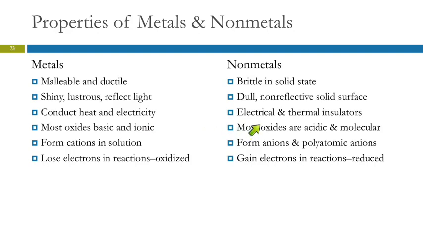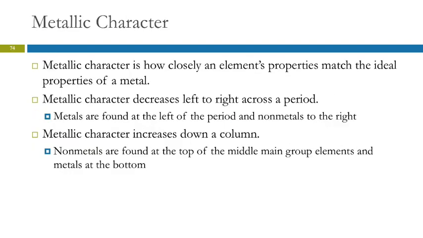Many nonmetals are insulators. Metals make oxides, and most of them are basic, and they are ionic compounds. Nonmetals form acidic oxides, and they're molecular compounds. Metals form cations in solution. Nonmetals form anions and polyatomic anions. Metals lose electrons in reactions. They become oxidized. Nonmetals gain electrons. They become reduced. So they are aptly named. Here are the metals, and here are the ones that are not those, the opposites.